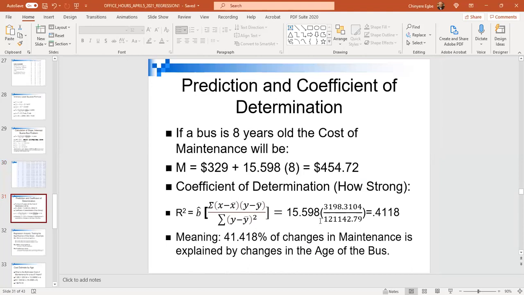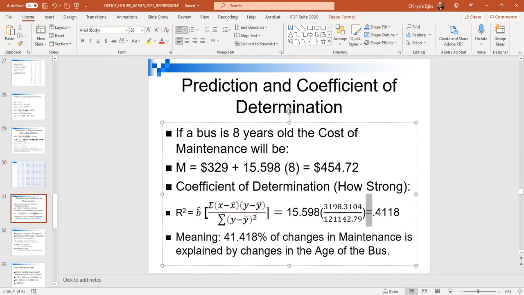All right. So we can see it's 12,1142.79, and this is y minus y bar squared. And so the answer we get is 0.4118. So we're saying that 41.18% of changes in maintenance is explained by changes in the age of the bus. So that means that there is still 58% or 59% of the cost of maintenance that is explained by other factors that we don't know.